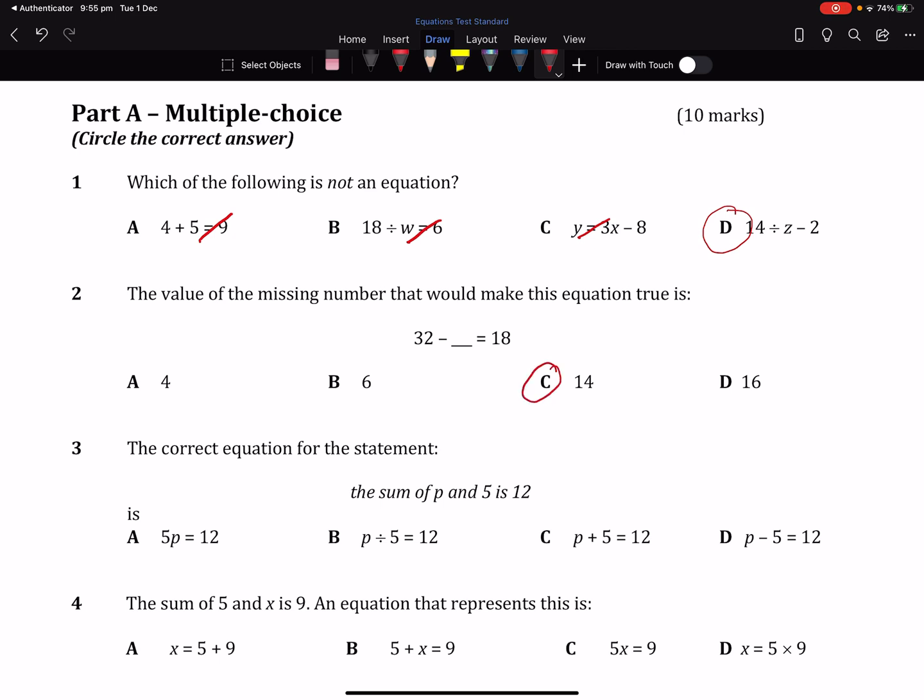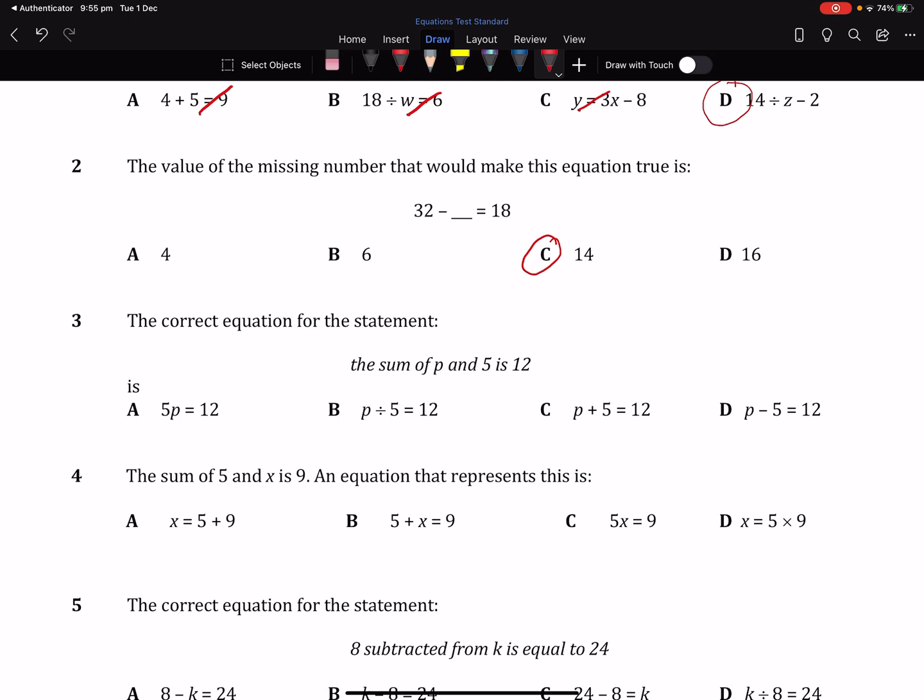Number 3, the correct equation for the statement, the sum of P and 5 is 12. So let's think about that equation for a minute. P and the sum being plus 5 equals 12. So that is what our equation is, and we're looking for one that matches that. And of course, that is C here.